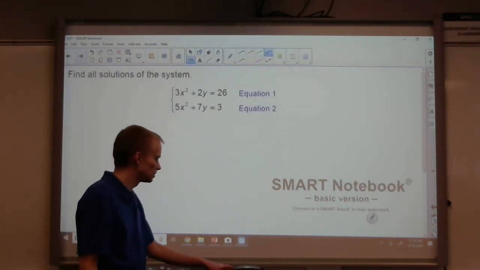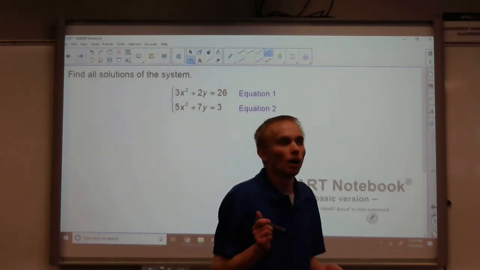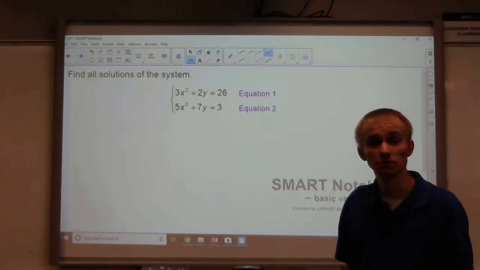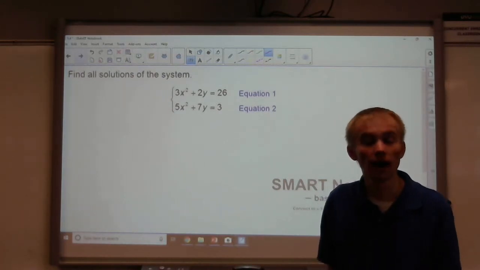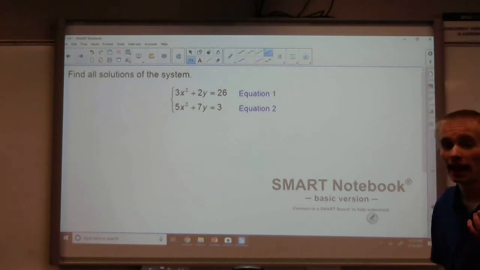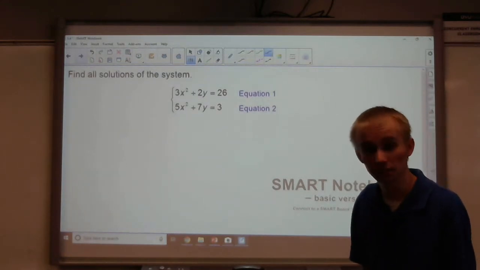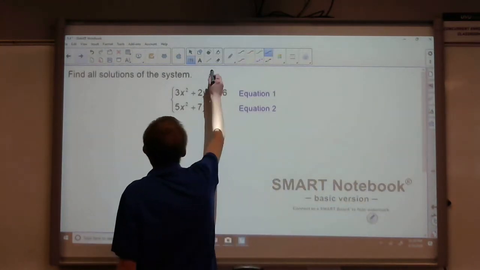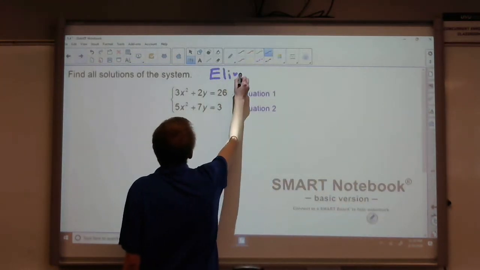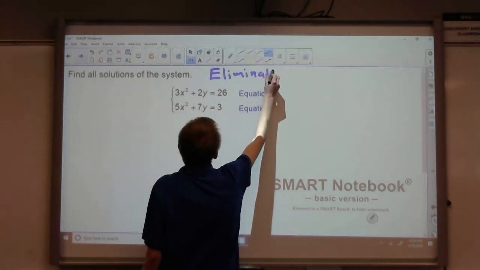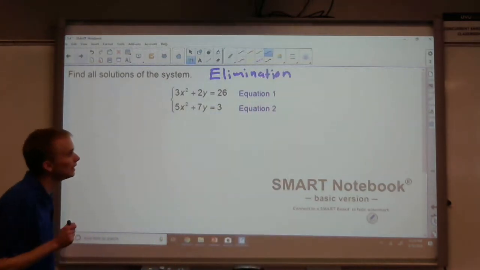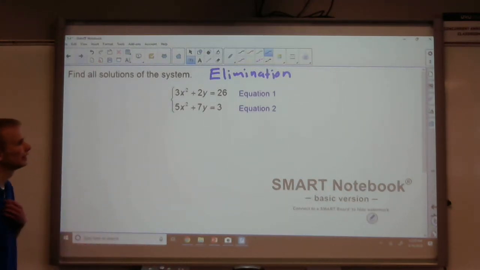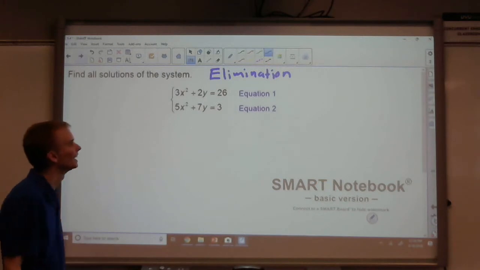Okay, let's do another example now. But remember, I was saying you could use substitution or elimination. Okay? So on that last one I did a substitution, right? This one, let's try using elimination, okay? And to be honest, it doesn't really matter a lot of the time, but there are some times when it's better to do one method than another.